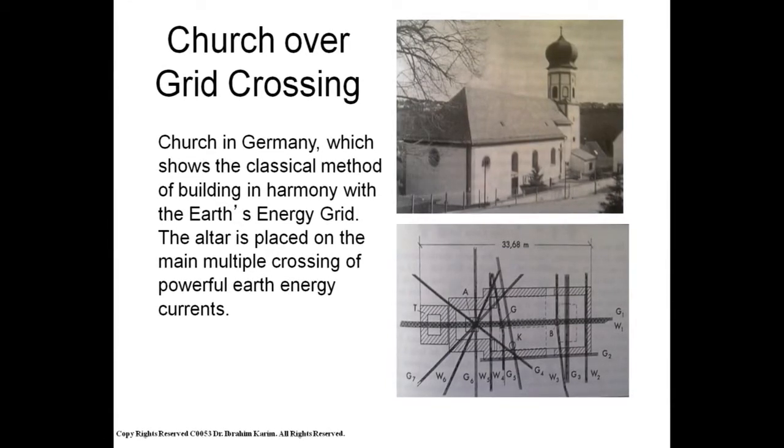In this particular German analysis of this particular church, you can see that there are multiple lines of energy that are crossing at a particular location. The place of the multiple crossings of lines of energy is where they will place the altar within the church. And another major large energy line will become the central axis for the church.